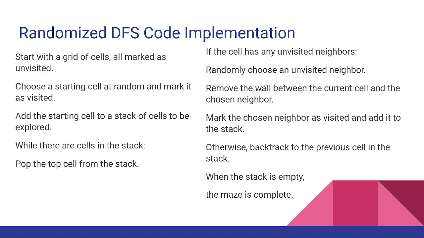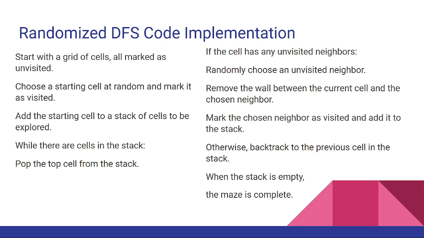Okay, so this is the code implementation. I used Java. We used the executor service to manage multiple threads, and the rest was using basic Java util. We started with a grid of cells all marked as unvisited. And in each grid of cells, we choose a starting cell at random and mark it as visited.